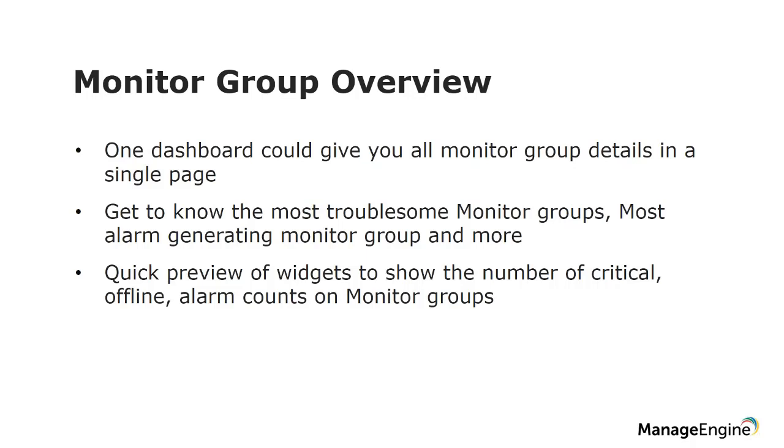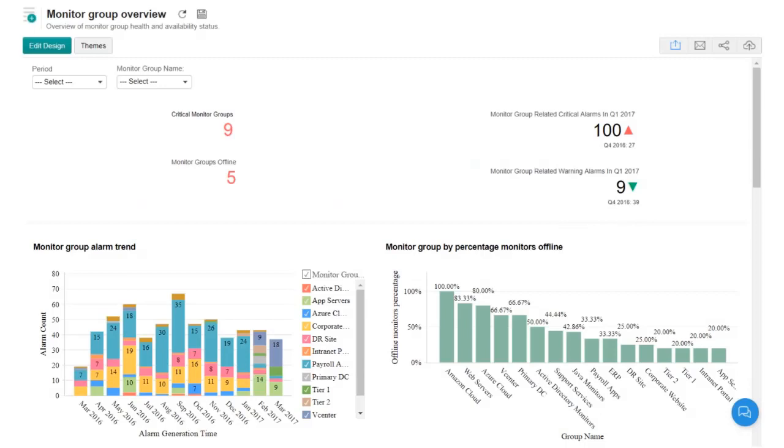And similarly, you'll be able to identify which monitor group is more troublesome, meaning which is generating more critical alarms or more alarms overall. And you'll also get some numerical widgets which can give you quick numbers on the number of devices that are offline and the number of monitor groups that are down at the moment. Right, so this is a snapshot of the monitor group overview, which can give you metrics like the count of critical monitor groups, the number of monitor groups which are offline at the moment, and the monitor group related critical alarm and warning alarm numbers as well.